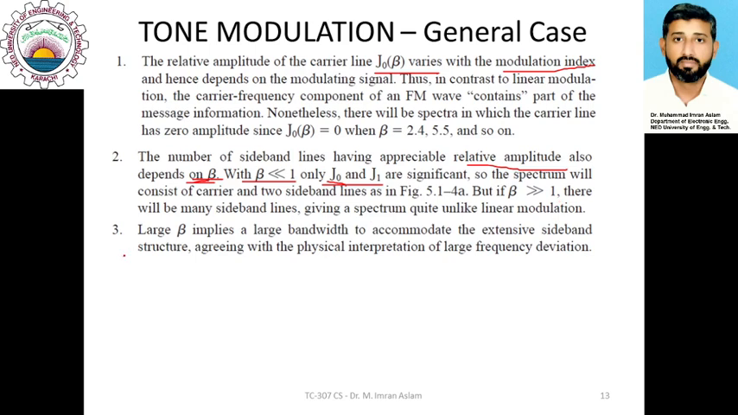Similarly, for a large value of beta, we would have a significant number of sidebands present in the signal. So we would require a large bandwidth to transmit the FM signal whenever we have a large value of beta. So basically the bandwidth of the FM signal is also dependent on this value of beta, which actually determines the bandwidth of the FM signal.